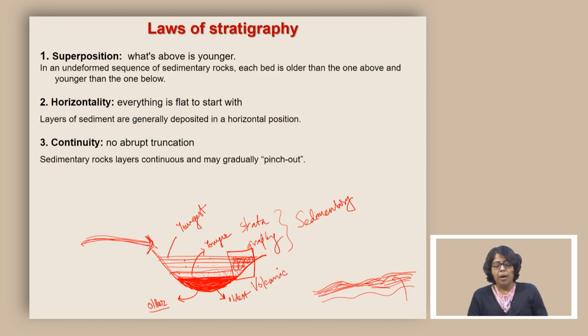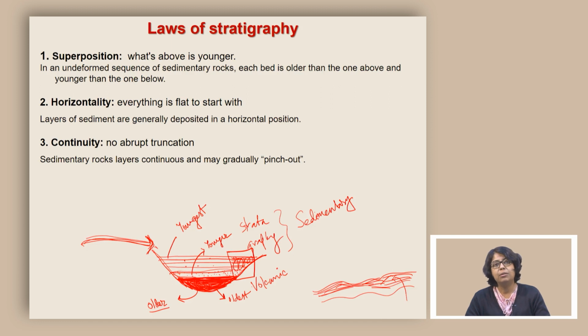And this idea is called the law of superposition. What's above is younger. So, in an undeformed sequence of sedimentary rock, each bed is older than the one above and younger than the one below. This law is very old. 200 years, 300 years ago, people came across this idea, primarily developed by the geologists in England and in Italy, where people observed these patterns and came up with this idea.